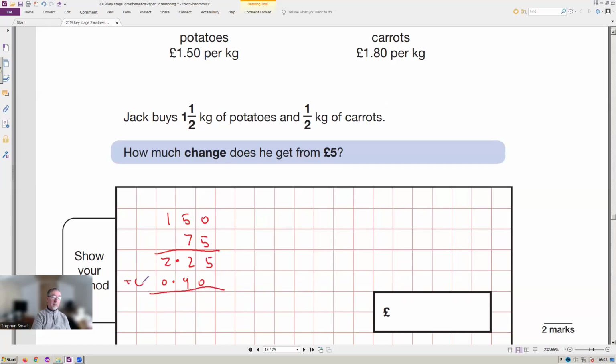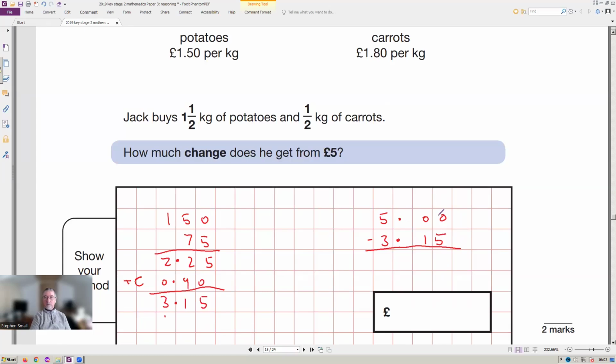Plus C. I'll put a C so we know it's carrots. 5, 9 and 2 is 11. 2 and 1 is 3. So it's £3.15. And then we have to take that from 5. So we've got £5 minus the £3.15. And this time I'm going to put the answer straight down into this box.